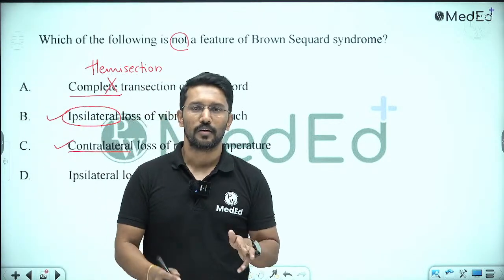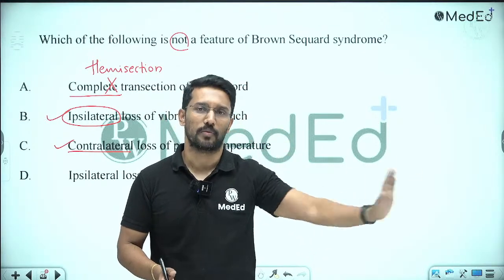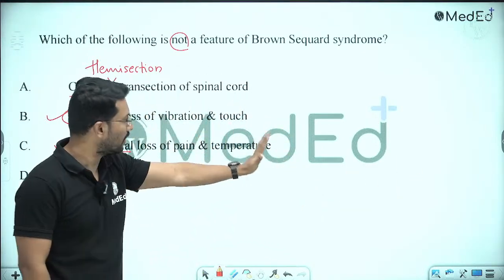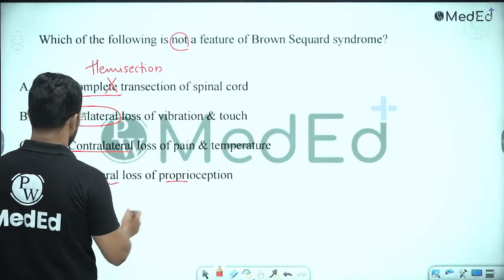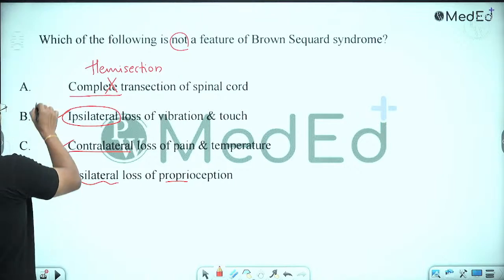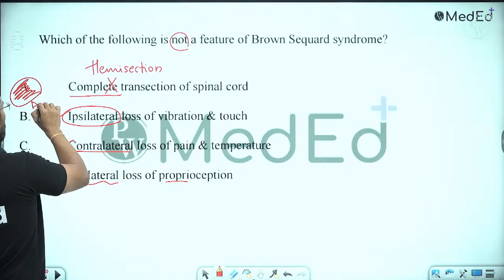जिसने hurt किया उसको नहीं होगा, जिसने hurt नहीं किया, pain हमेशा opposite side पे. यहाँ पे भी जो pain का loss है opposite side पे. Okay. Then ipsilateral loss of proprioception. Yes, that's also true. So which is the answer? Option A becomes our answer for the question, right? That would be the answer.